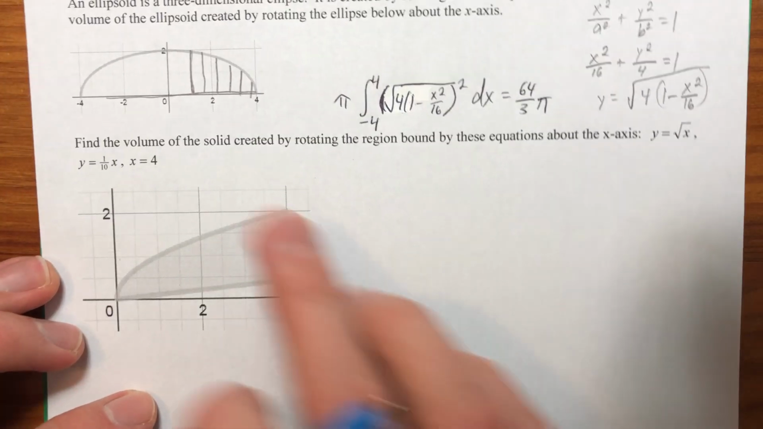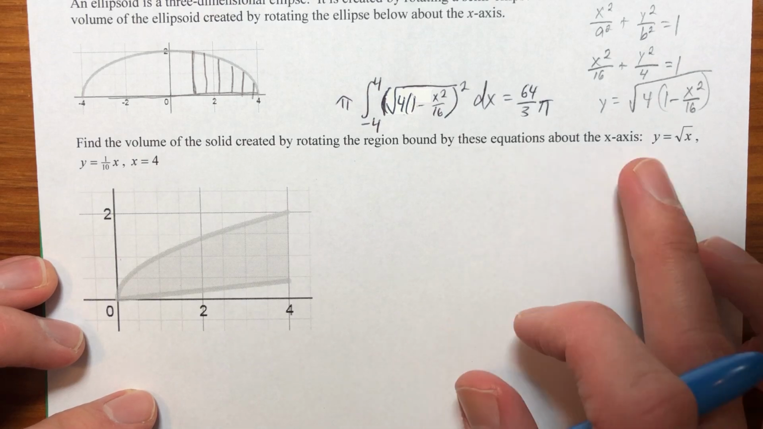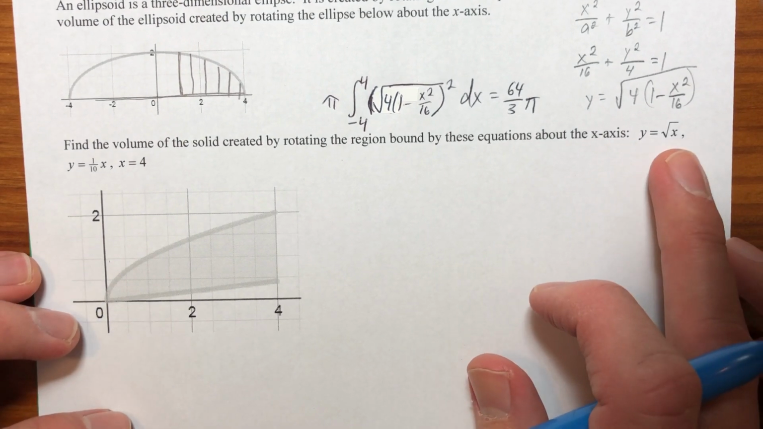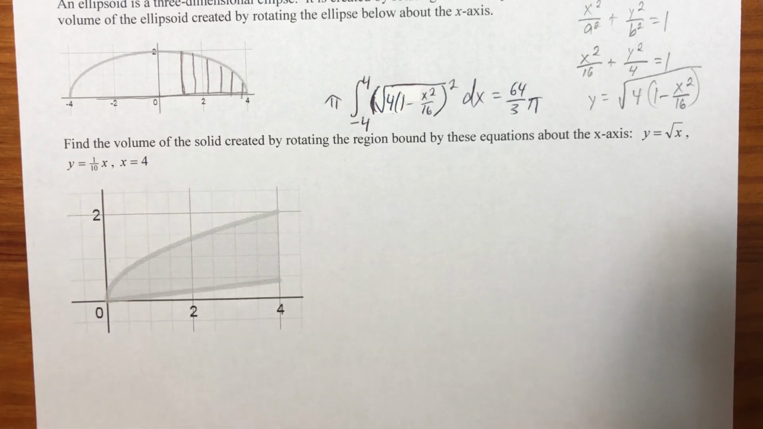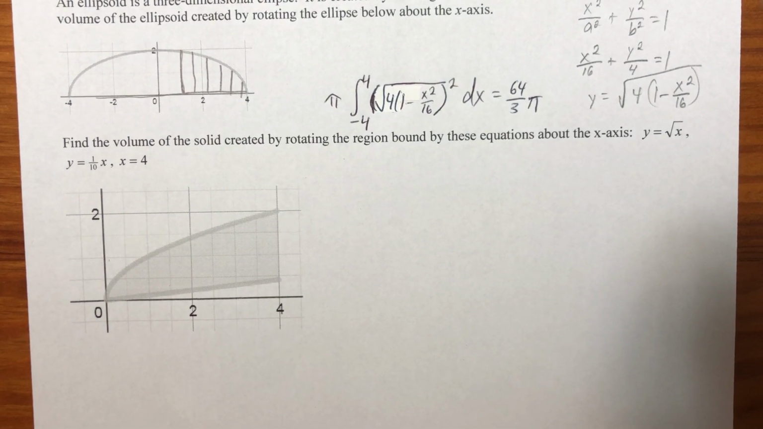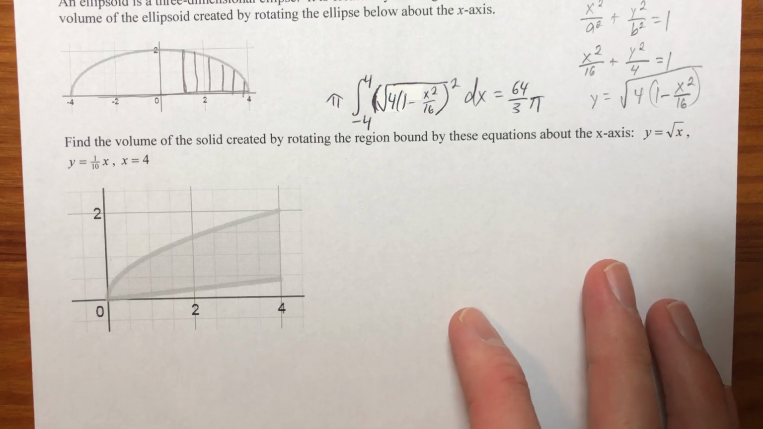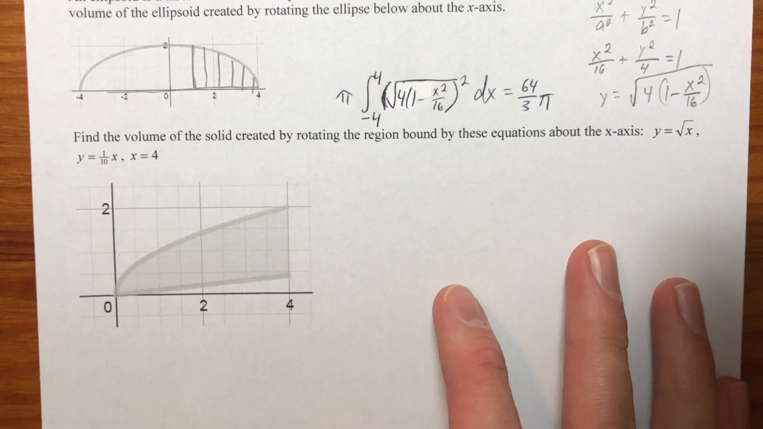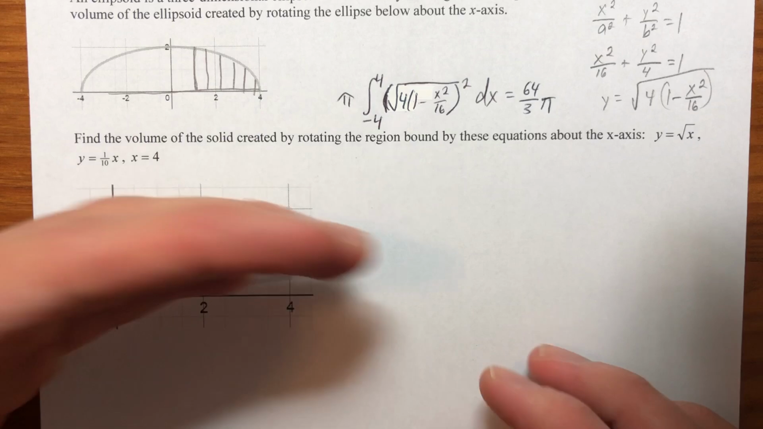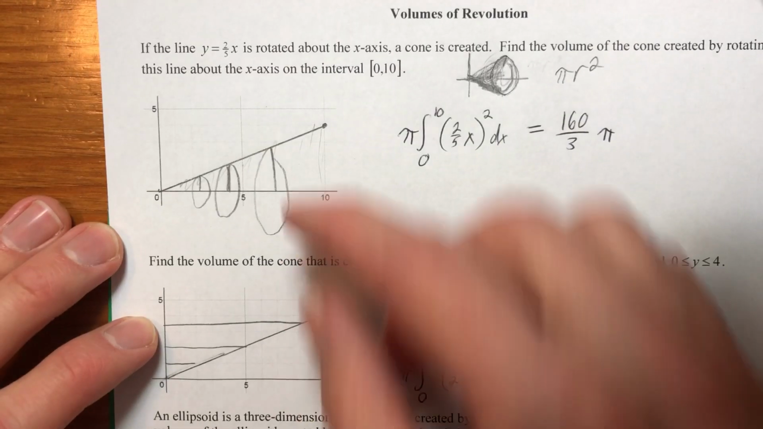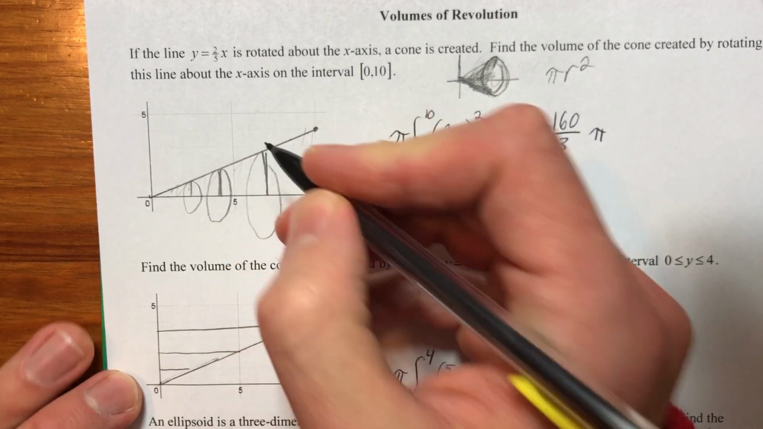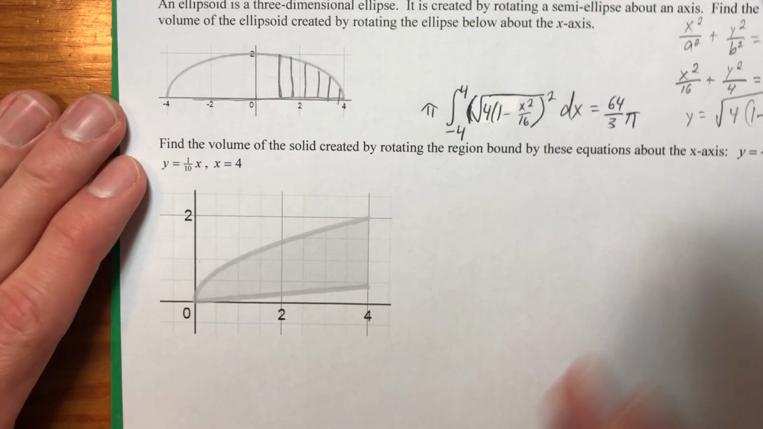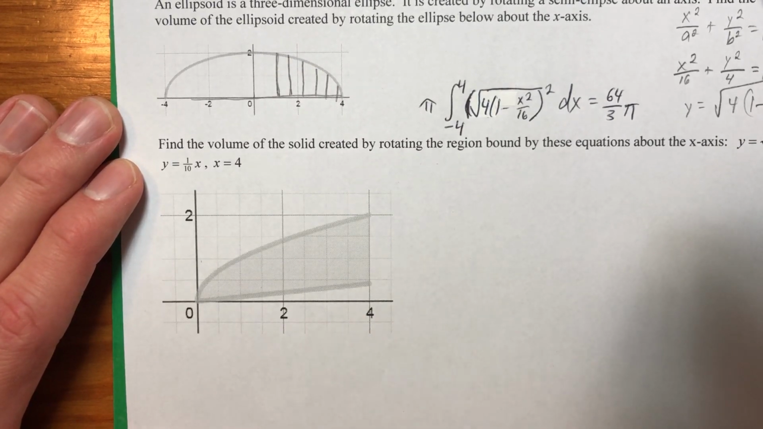Okay, we're going to find the volume of the solid created by rotating the region bound by these equations about the x-axis. Y equals square root of x, y equals 1/10 x, and x equals 4. What? Up until this point, everything we've rotated has been hugging the axis, abutted right up against the axis. But now it's like, wait a minute, there's this empty space in the middle.